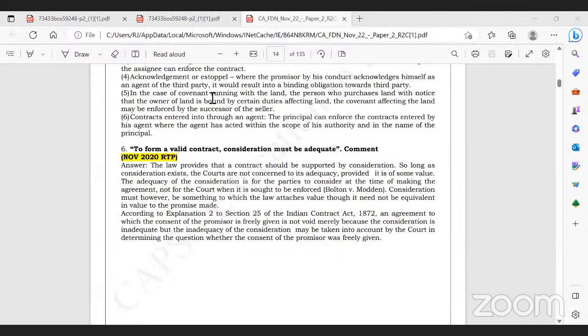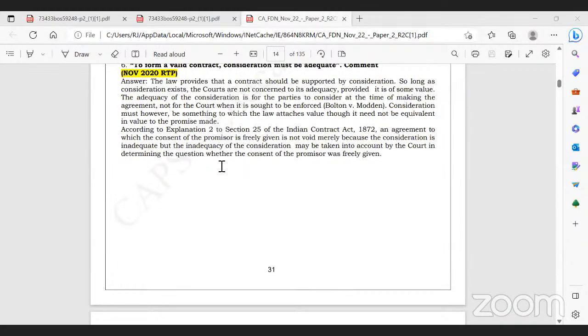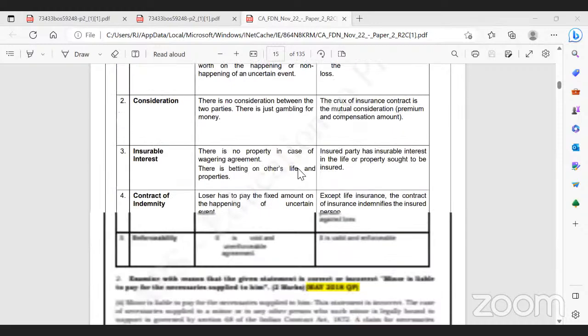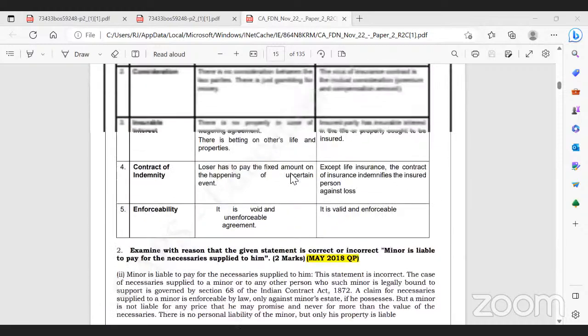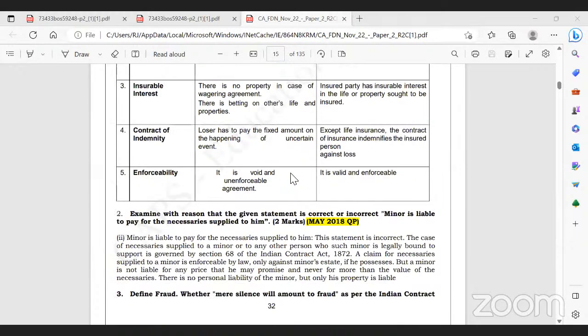Next question: to form a valid contract, consideration must be adequate. Comment. It need not be adequate, remember? When we did the legal rules, you need three other essential elements of a valid contract. Define misrepresentation and fraud. Explain the difference between fraud and misrepresentation. Always they will generally ask one differentiation. I've already told you misrepresentation and fraud, undue influence and coercion. Got it or no?